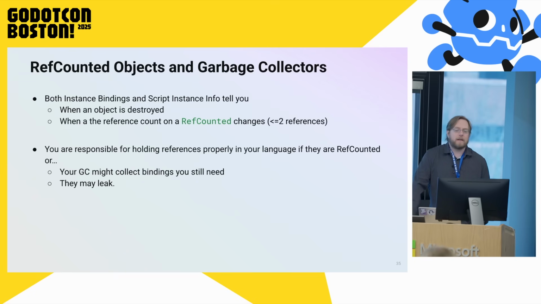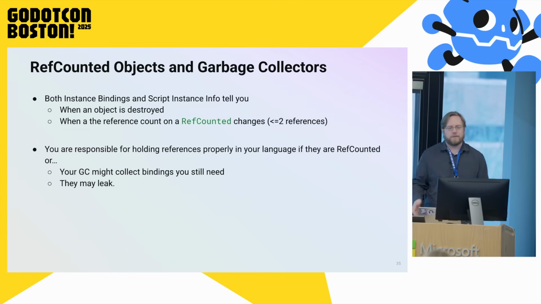But ref counted objects are a little bit more difficult. When the ref count on an object is changed, you do get a callback from Godot, but only if the reference count is below or equal to 2. This is a performance thing, because above that it kind of doesn't matter. There are more references that you need to care about. But at 2, at 1 and at 0, these are the callbacks that are actually responsible.